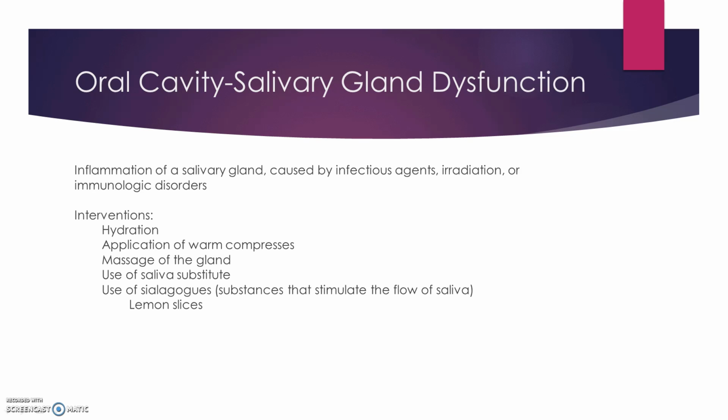So sialadenitis is a salivary gland dysfunction. So basically we're looking at inflammation of a salivary gland caused by either infection, irradiation, or immunologic disorders. So irradiation can be from head and neck cancers that's been treated by radiation. So when they get this, they tend to have really dry oral mucosa.